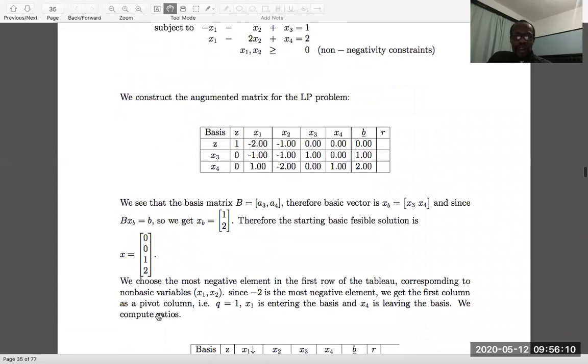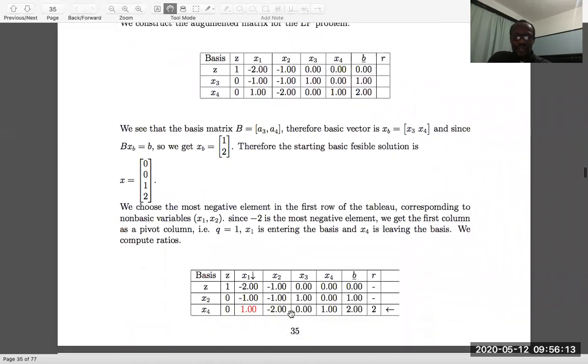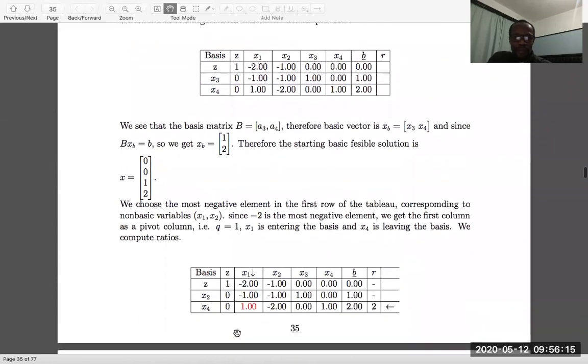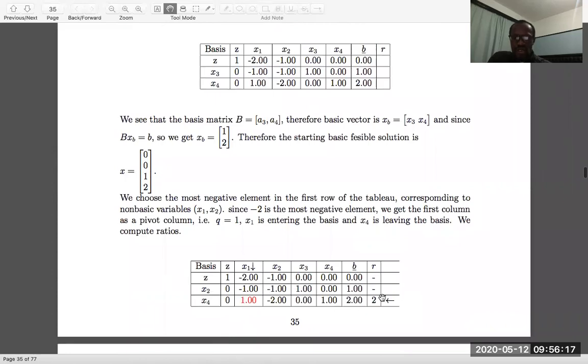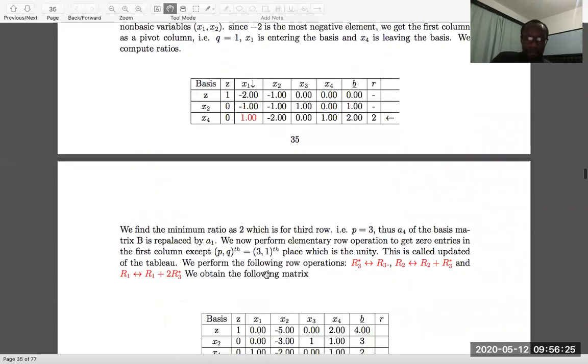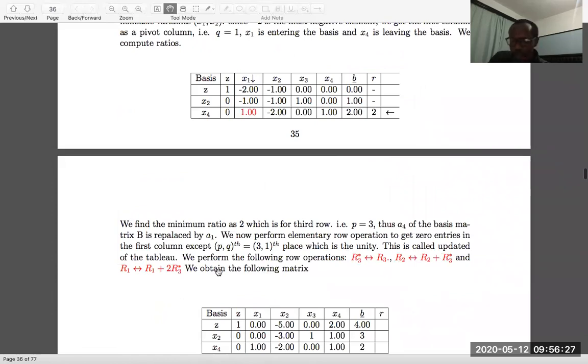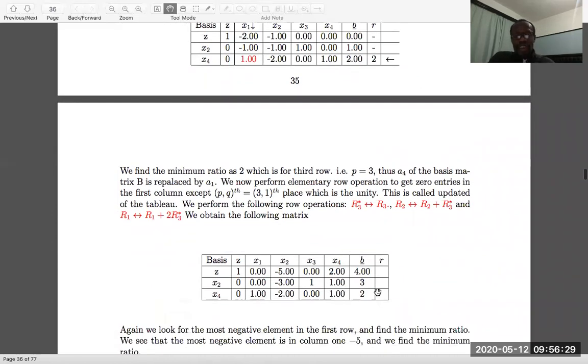And then you read your initial basic solution. Then you find what is the most negative number. That's a -2. You find your row. Here you get it is a 2. Of course, the other ones are nothing because they are negative numbers. Then you perform your row operation as usual, and you see that what we get here is that the most negative number now is -5.